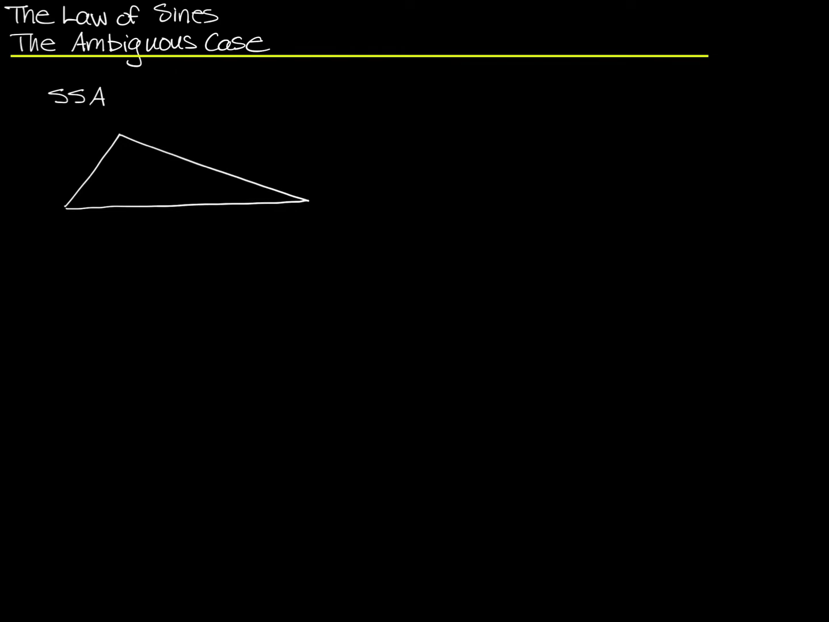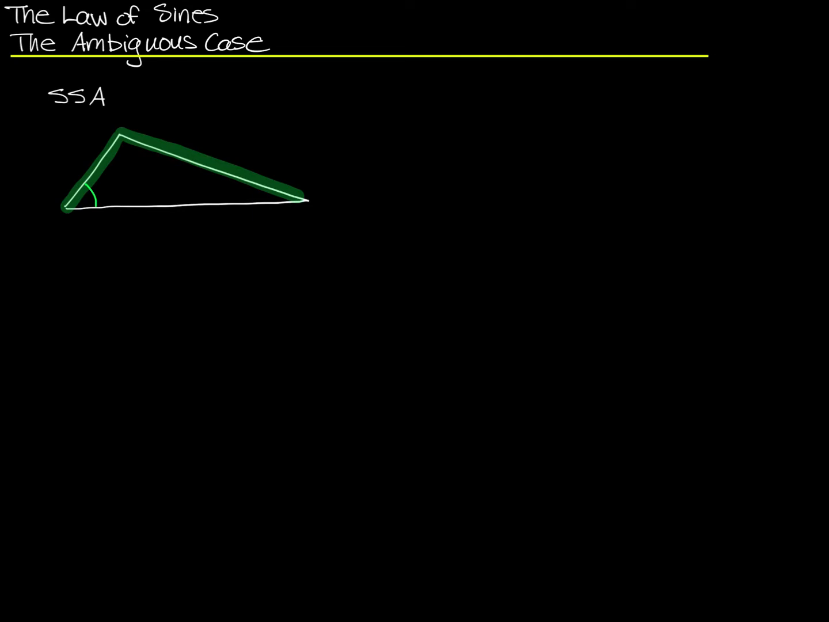So for example, if I have these two sides and this non-included angle, that's an example of side-side-angle. Going in order: side, side, angle. I have a side, and the next thing I have is a side, and the next thing I have is an angle.